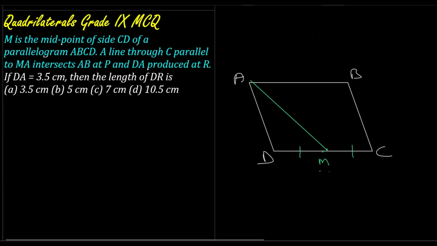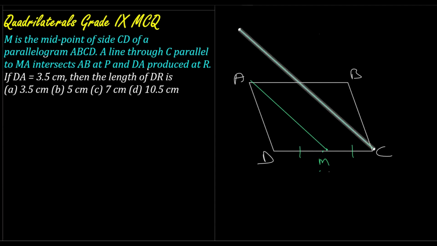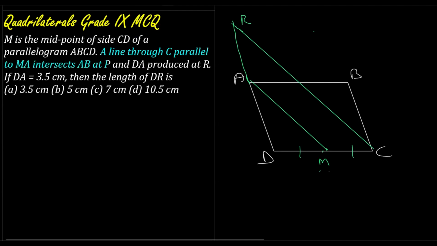So let's understand what they are saying: we are going to draw a line through C, drawn parallel to AM, and it is meeting DA produced. So that means when DA is produced like this, it is meeting like this at point R. So let's read it again to verify what we have done. It says a line through C parallel to MA intersects AB at point P. So that means this point is P.